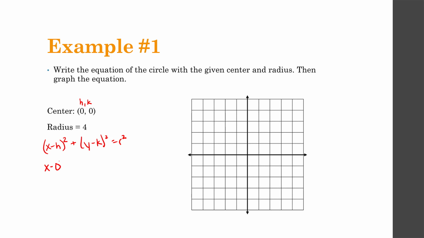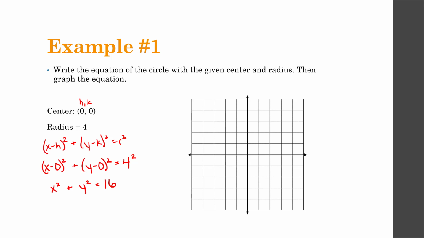x minus 0 squared plus y minus 0 squared equals 4 squared. But we can actually simplify this more. So x squared plus y squared, because y minus 0 is also just y, equals 16, which is 4 squared. And now we need to graph this.